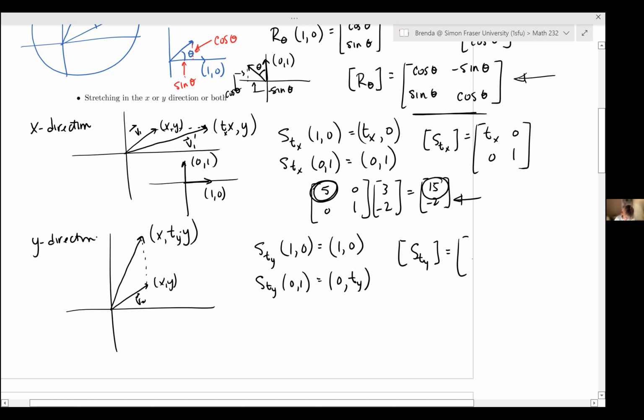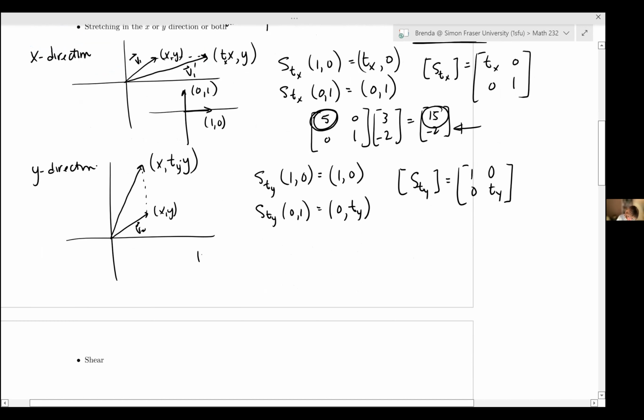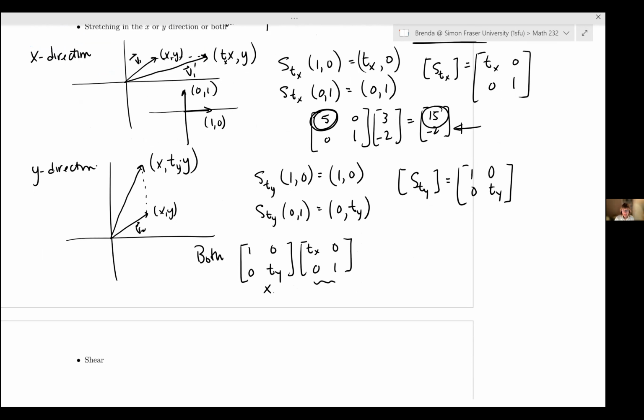Okay, here it is, 1, 0, 0, ty. Write yourself an example. Make sure that that is stretching in the y direction. If we want to stretch in both directions, we could stretch first in the x direction and then stretch in the y direction. So this one would be happening first, this one would be happening second. It turns out in this case, it doesn't actually matter, but we are always cognizant of the fact that matrix multiplication is not commutative. So we do this multiplication and you get a matrix that looks like this.